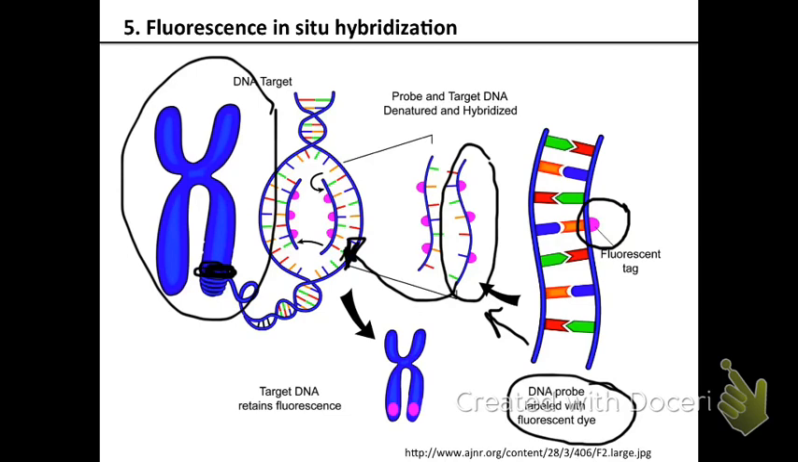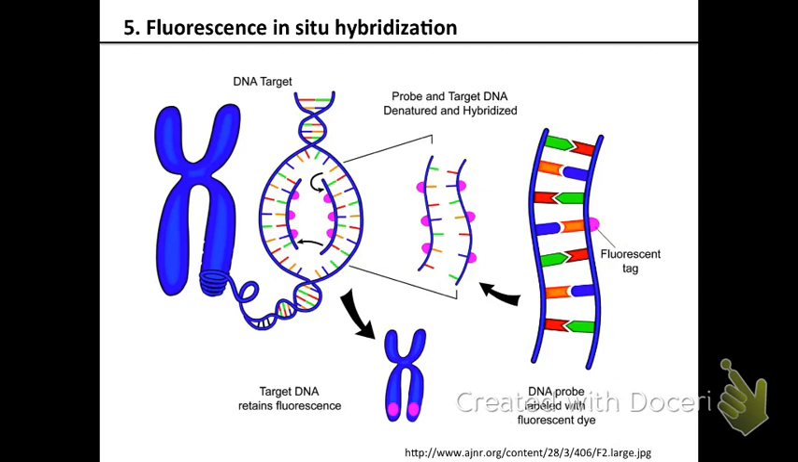So you will have one probe, one type of fluorescent dye, and you're going to stain the part of the chromosome that the probe is going to anneal to. All right, so that's fluorescence in situ hybridization. Any questions about this?